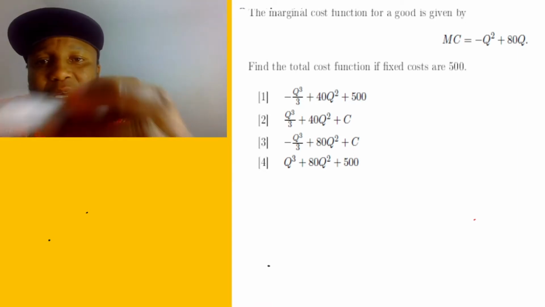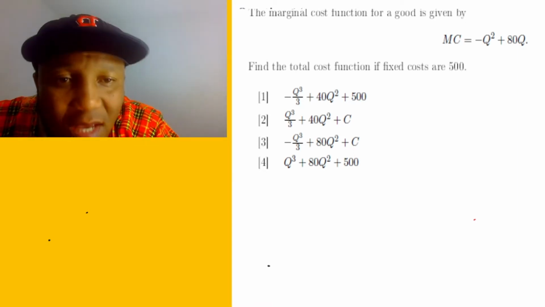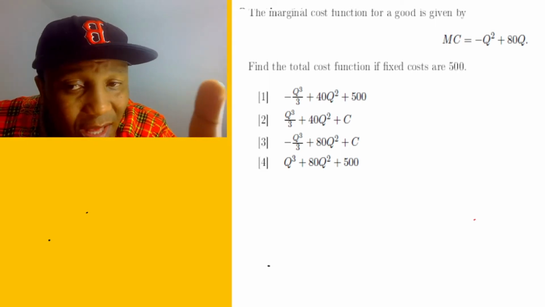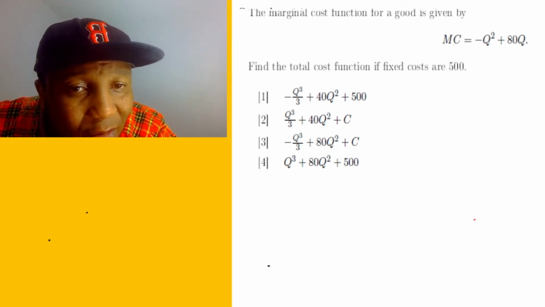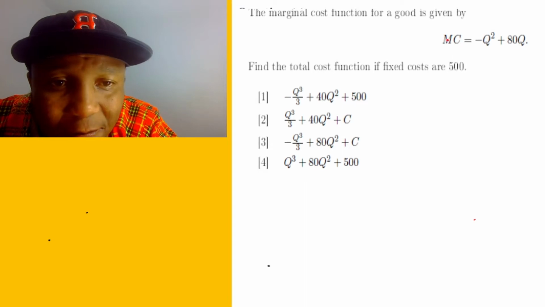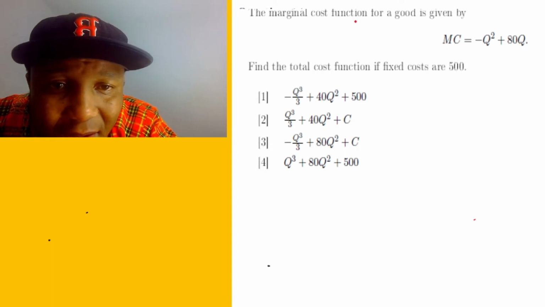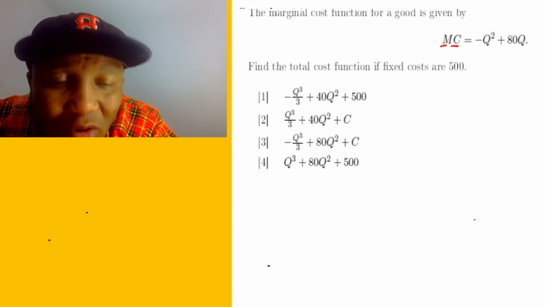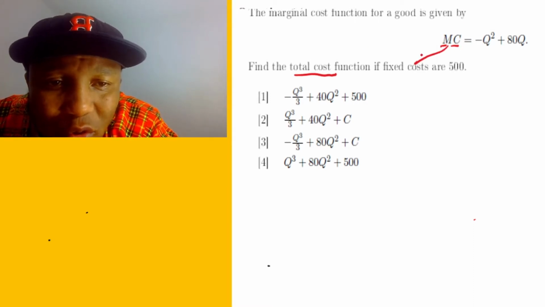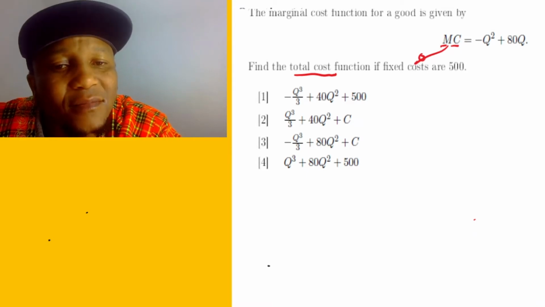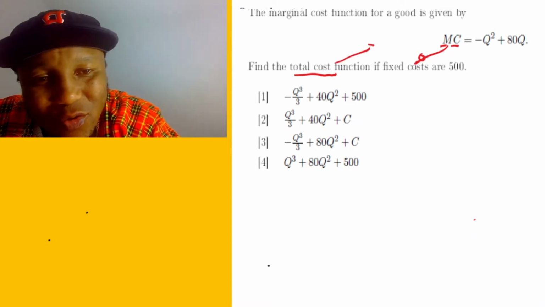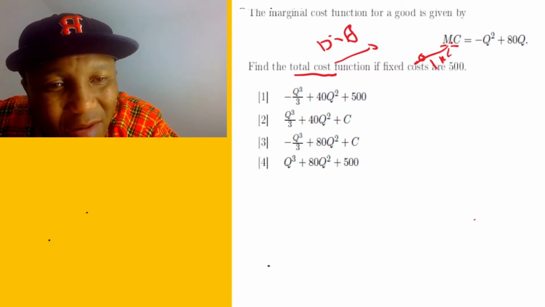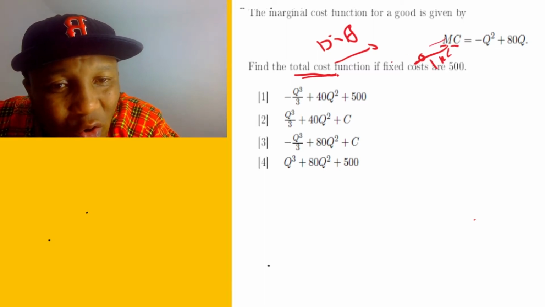That's very easy. Okay, so if they give you these two things, you have to know how to differentiate. If they give you marginal cost and they want you to find total cost, from marginal to total you must integrate. But from total to marginal, you must differentiate. So for now, we want to integrate because we want to move from marginal to cost function.